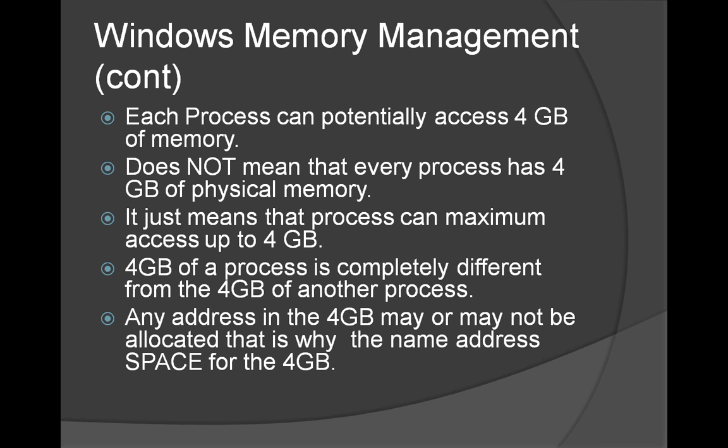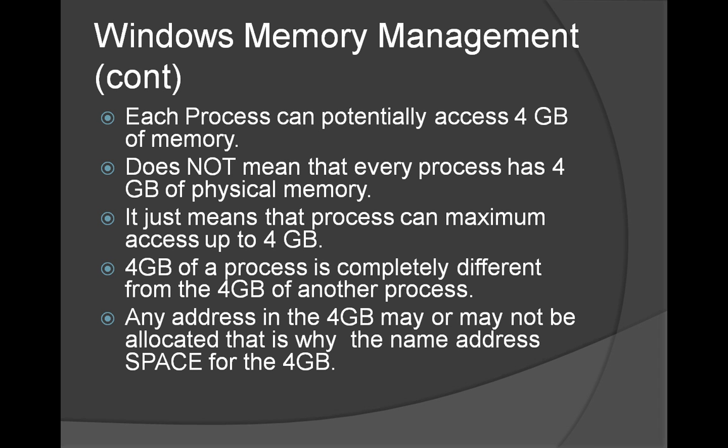So again, I'm repeating a couple of points here. Each process can potentially access up to 4GB of memory. It does not mean that every process has 4GB of physical memory. It just means that a process can access a maximum of 4GB. The 4GB of one process is completely different from the 4GB of another process. Any address in the 4GB may or may not be allocated. That is why it is called an address space.